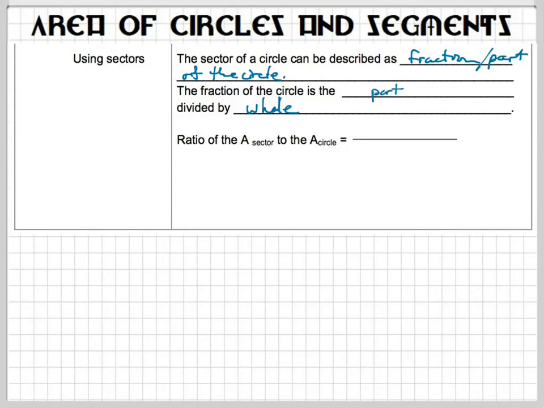Another way to say it: the ratio of the area of a sector to the area of a circle. You can write it like this: area of sector divided by the area of the circle. I've seen it done another way too: the central angle is on top, and 360 degrees is on bottom. And this last one right here is what we're going to use the most. Central angle divided by 360, because 360 is the total of the circle.